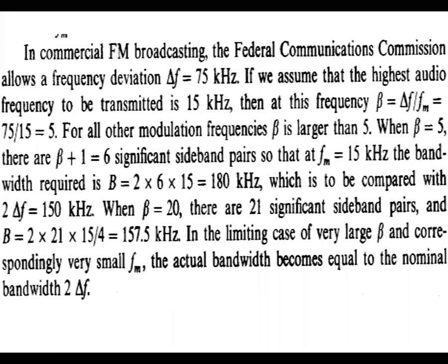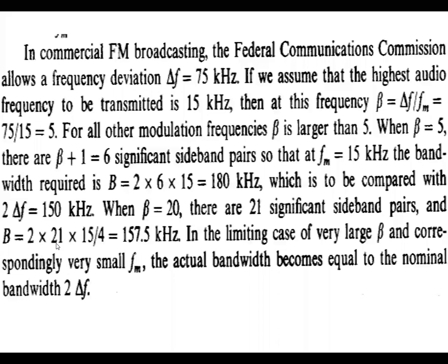Here the bandwidth is 2 into 21, because n is beta plus 1, that is 20 plus 1, which is 21, into 15 by 4. How does this factor 15 by 4 come into the picture? Can you guess?